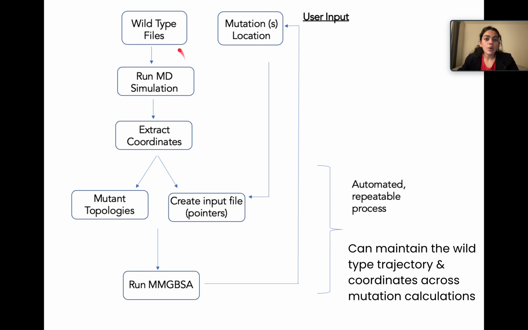We began with the wild type files upon which we run an MD simulation and extract coordinates, very similar to the first steps I showed in the MMGBSA workflow on the last slide. Then we can begin working with the mutations.